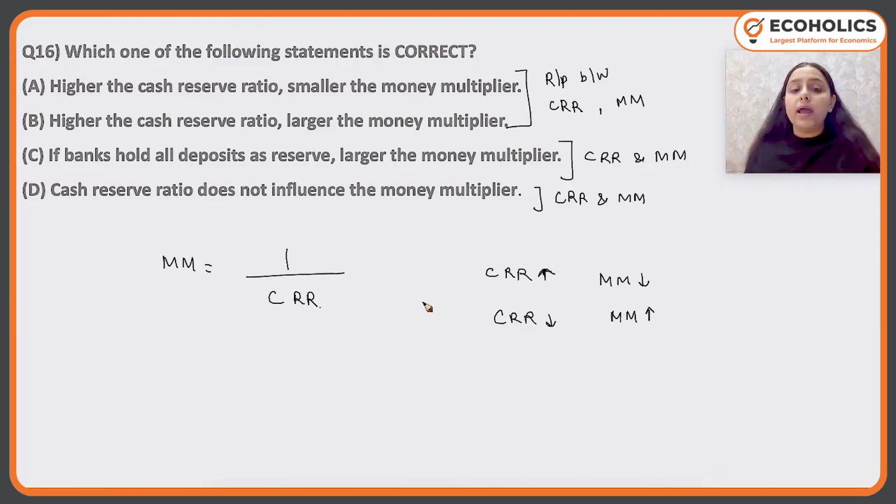And as a result, what will be my correct answer? My correct answer will be: higher the cash reserve ratio, smaller the money multiplier.